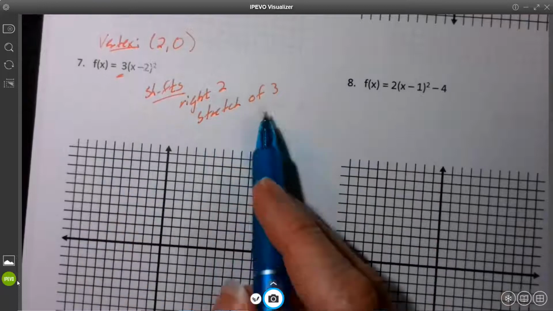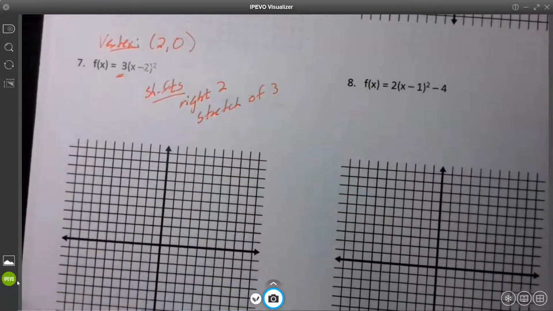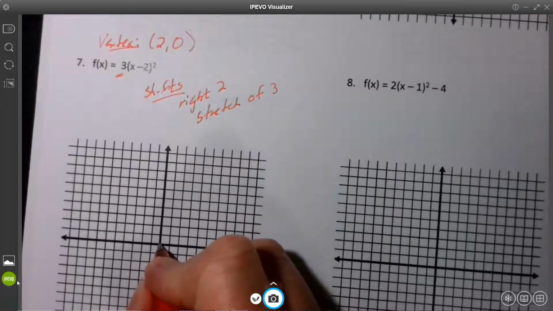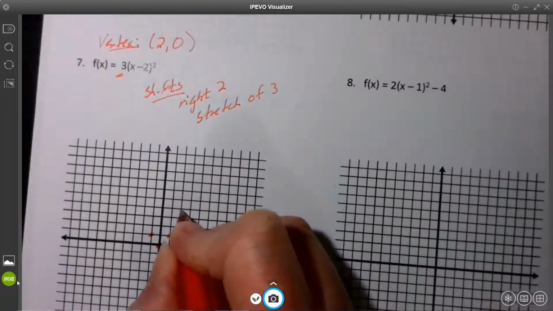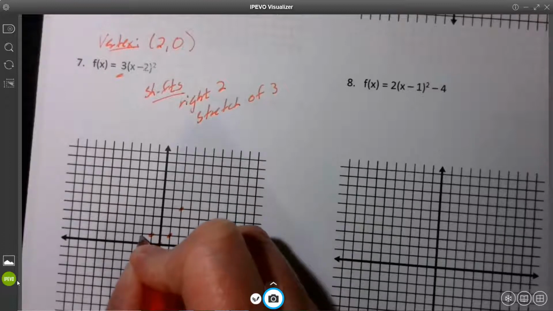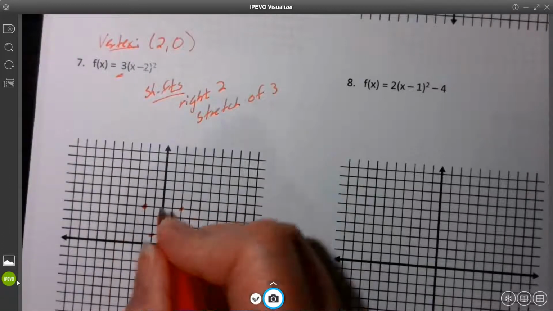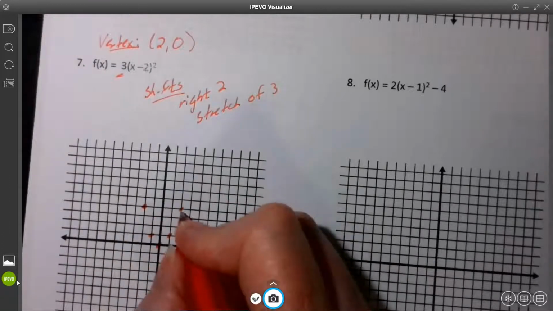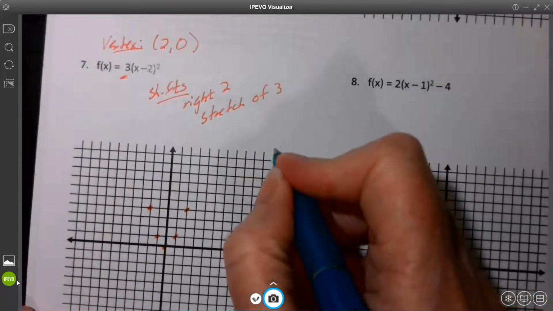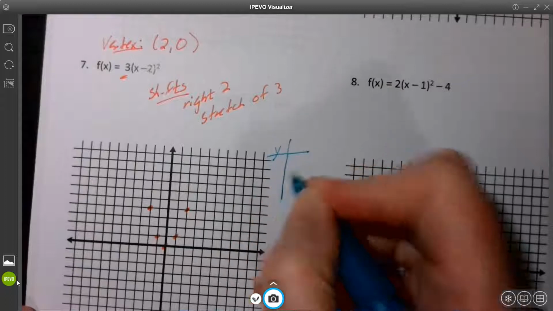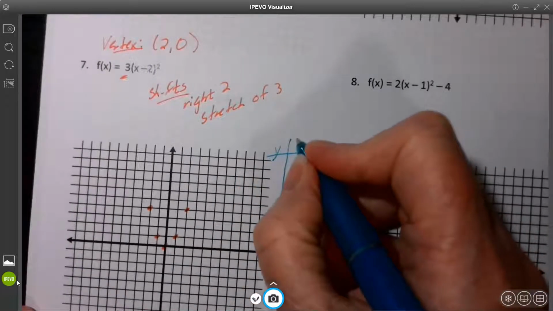So here we go. I'm going to plot the parent function. I like that as a start. So 0, 0, 1, 1, negative 1, 1, 2, and 4. Remember, if you forget this, just take that x value and square it. That's all the parent function is. Now, the stretch. What I like to do for the stretch is I like to say, what is my current y value? What is it going to be with a stretch of 3?